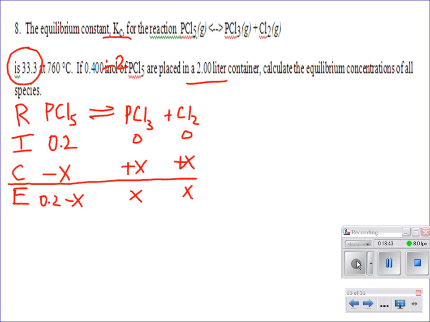And I've got the K. I know Kc is equal to 33.3. How am I going to find all my equilibrium concentrations? Anybody have any ideas? Perfect. Plug everything on that E line into the expression and set it equal to 33.3. And we're going to solve. So like the pain in the butt teacher, I'm going to make you write the unsubstituted expression first because it's so much fun.